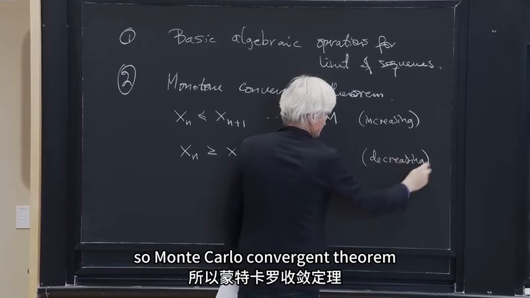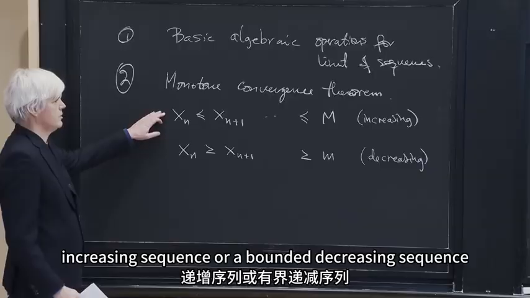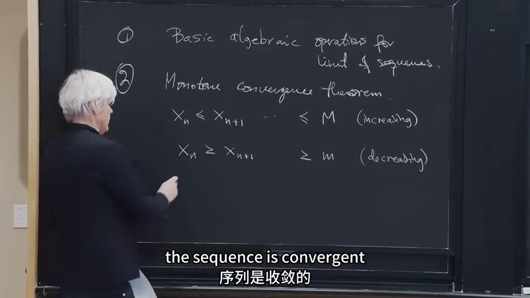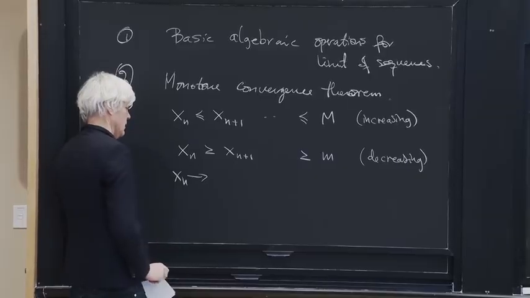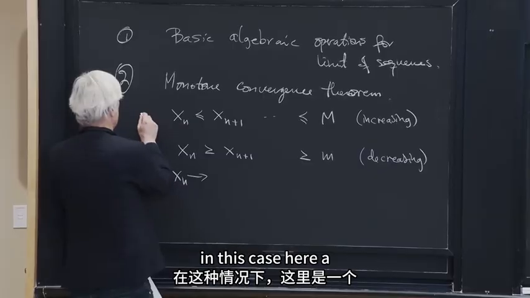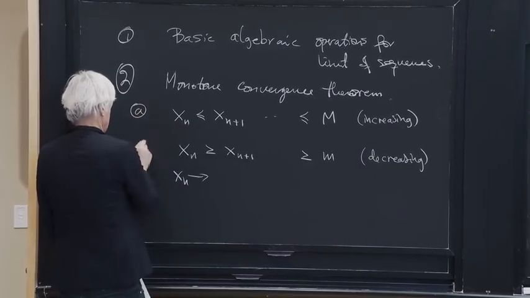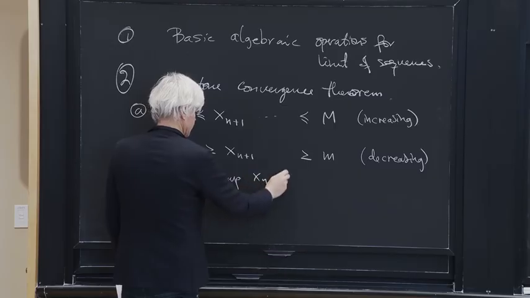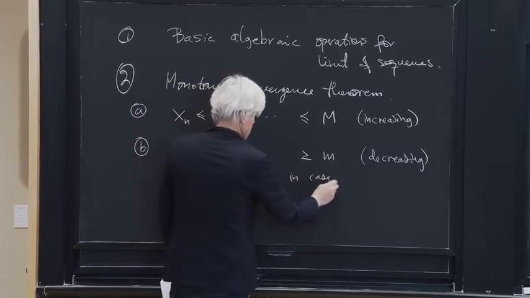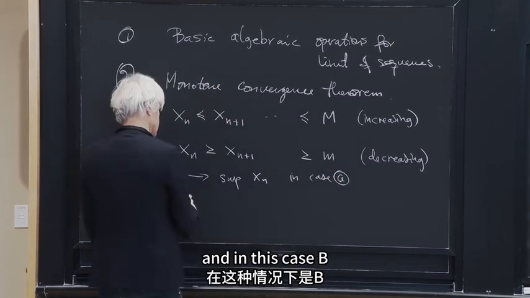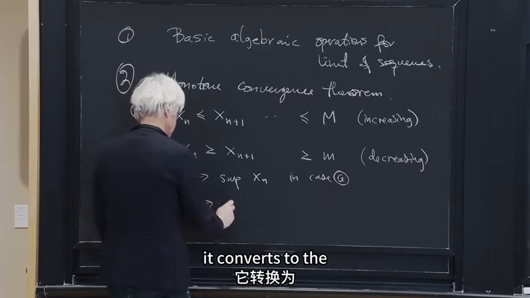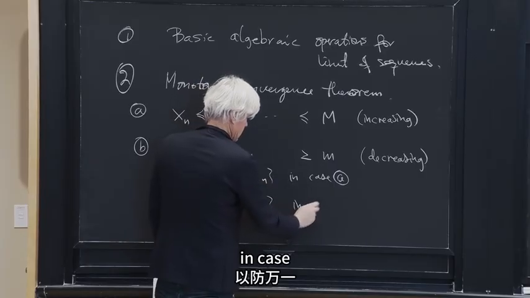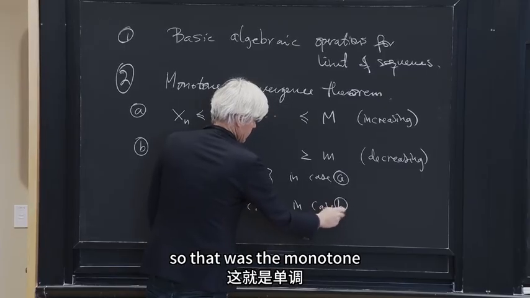So the monotone convergence theorem was that if you had a bounded increasing sequence or a bounded decreasing sequence, in either case, the sequence is convergent. In case A, it converges to the sup of the xn, and in case B, it converges to the inf. So that was the monotone convergence theorem.